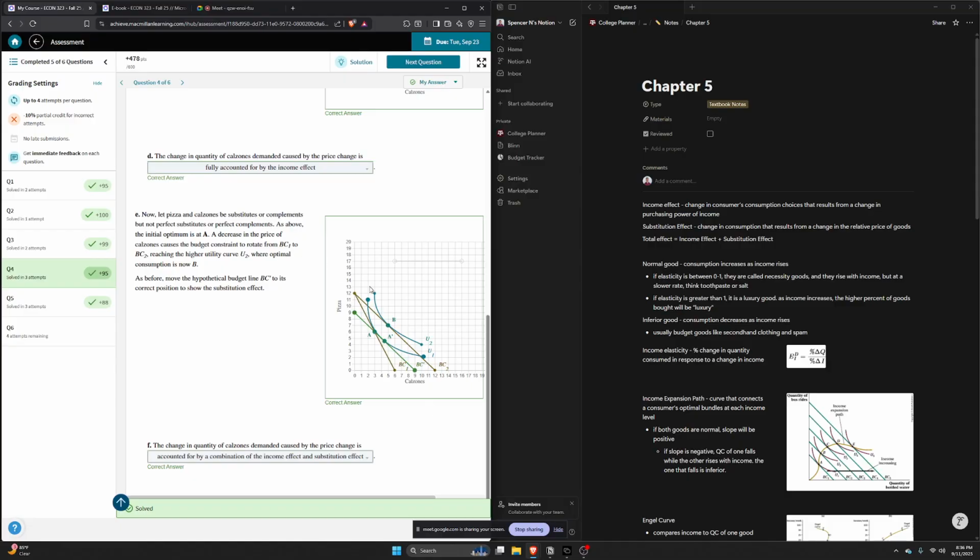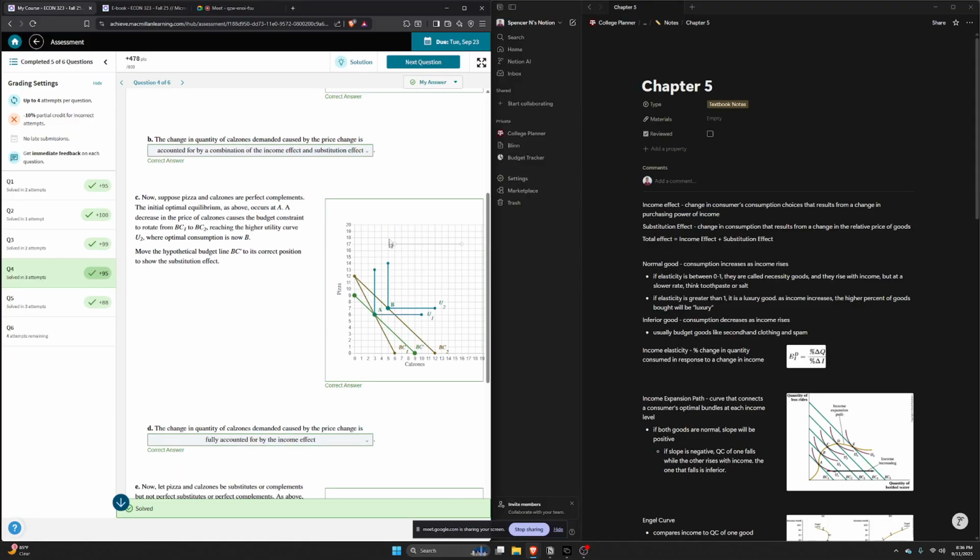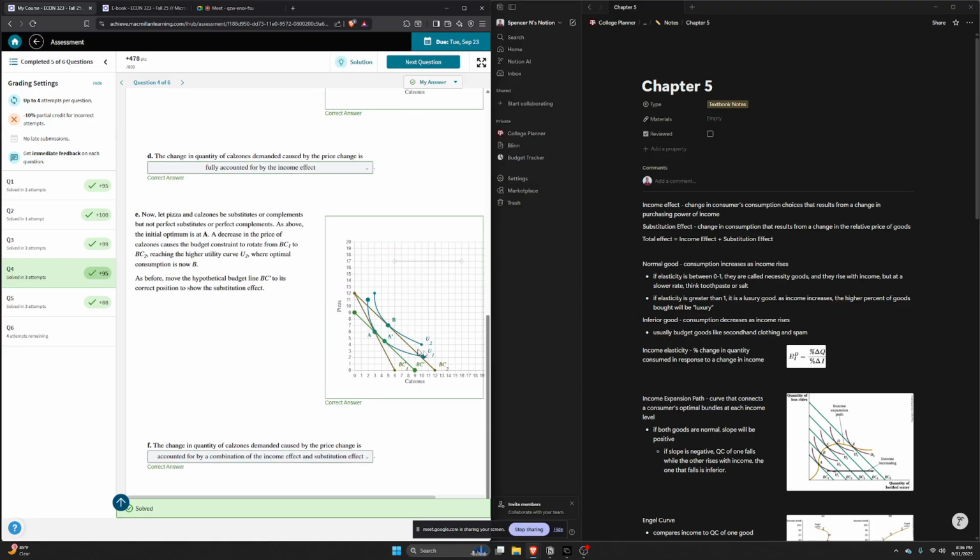This is something that should be a little bit more familiar. It doesn't have these wacky straight lines. But anyways, it moves from BC1 to BC2, and asks you to plot this line. Again, we're doing a line that's tangent to A prime, and it's going to be at 9 and 9. All right.